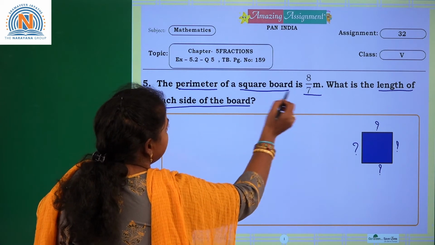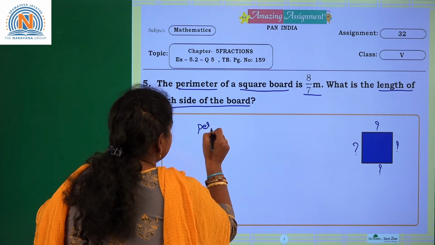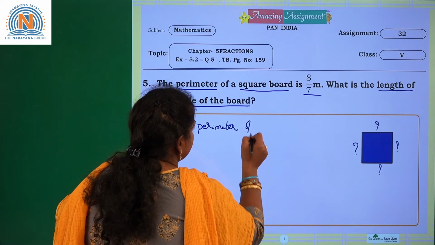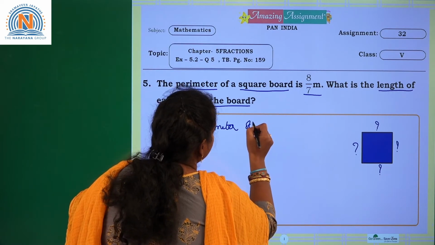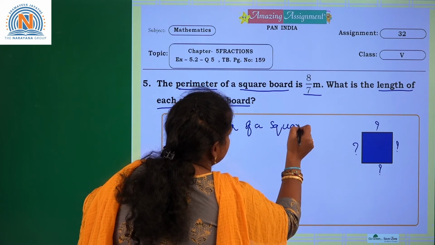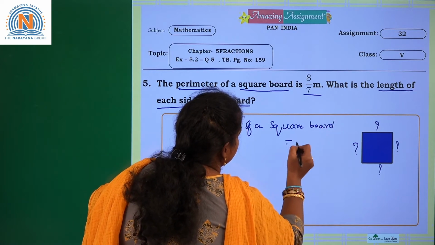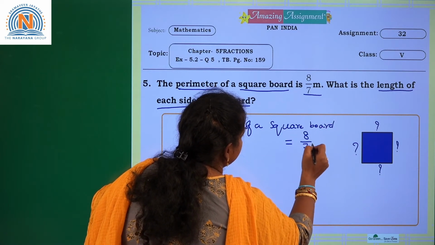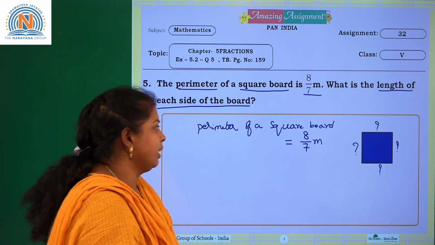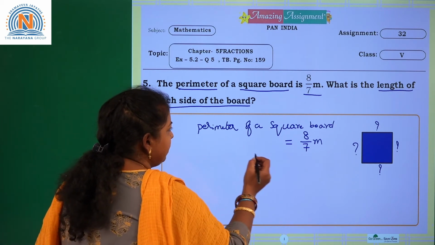Now, what is the perimeter of the square board given? Perimeter of a square board is equal to 8 by 7 meters. Now, what is the length of each side of the board? How will you find out the length of each side of the board? What is the formula for perimeter of a square?